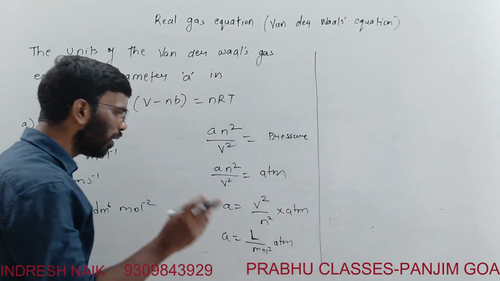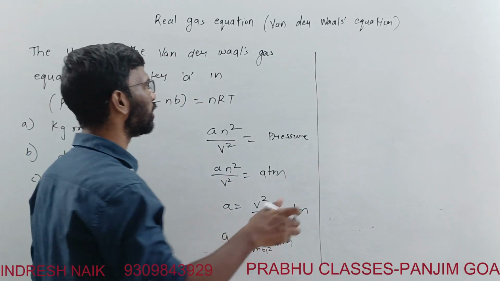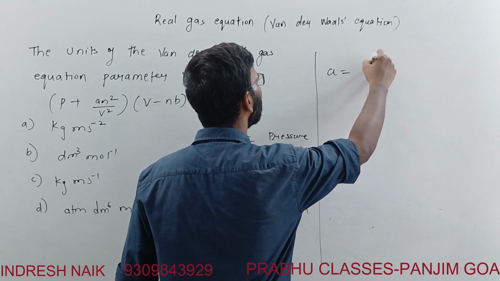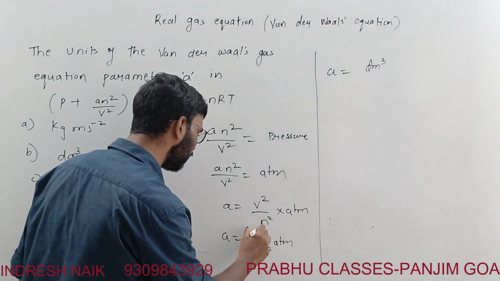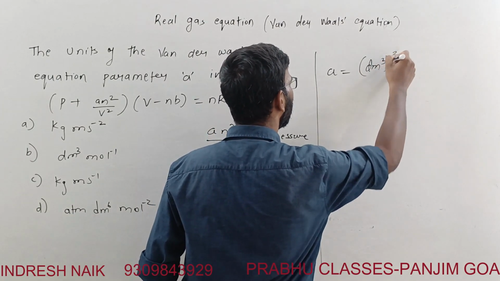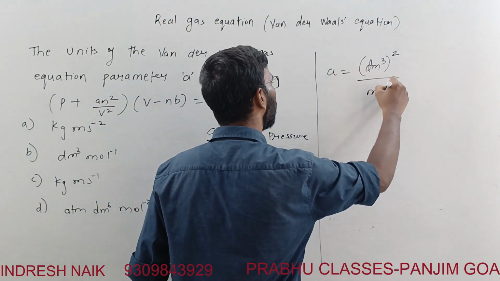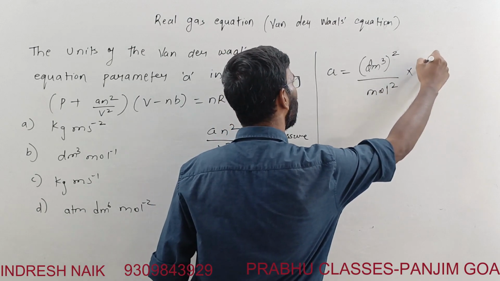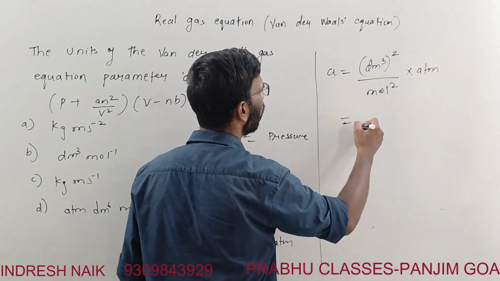So what is a liter? 1 liter is equal to decimeter cube. So therefore I am writing decimeter cube, and here it is squared. So decimeter cube, the whole square, divided by mole square into atmosphere. So this will be what?